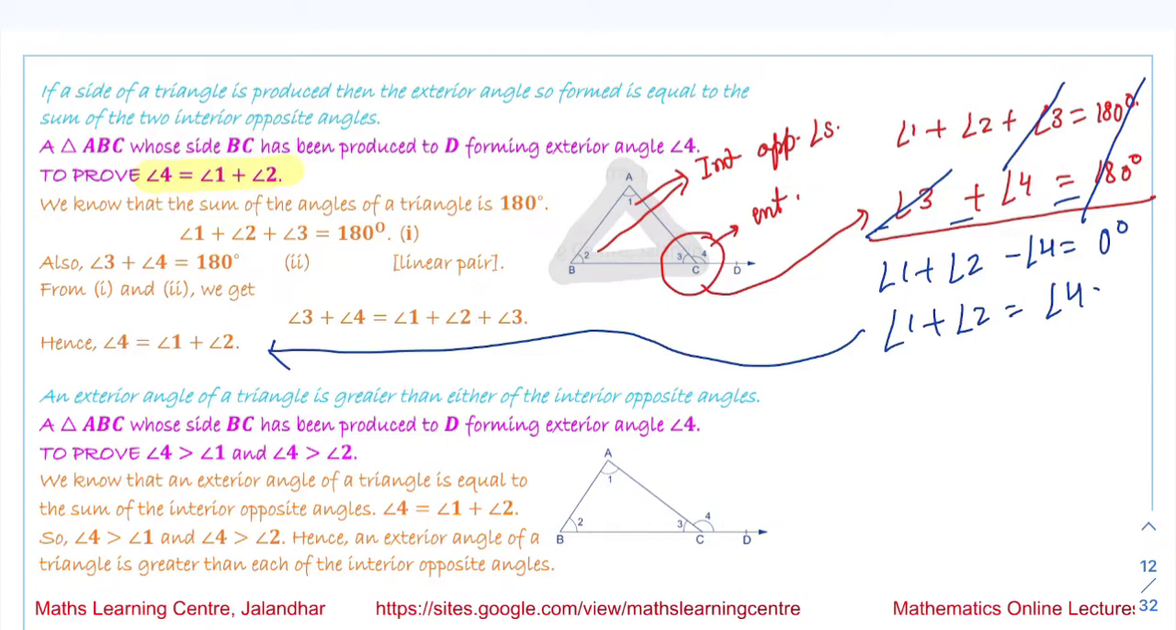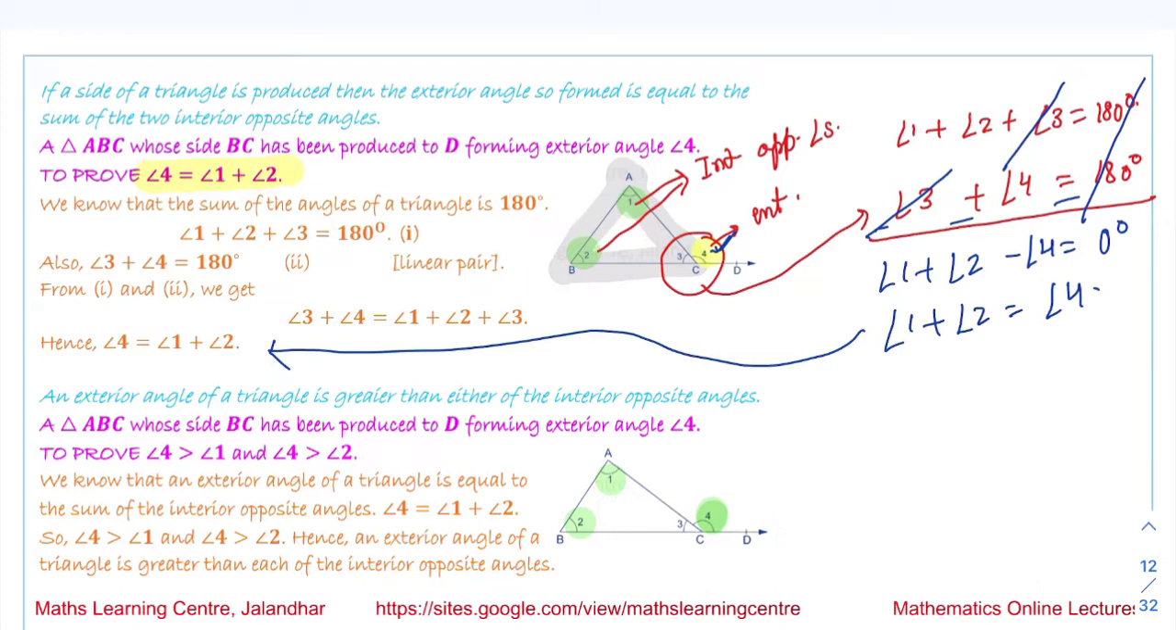The exterior angle, that is angle 4, is equal to the sum of the interior opposite angles, angle 1 and angle 2. Next is: an exterior angle of a triangle is greater than either of the interior opposite angles. We have to prove that this angle 4 is always greater than angle 1 or angle 2.